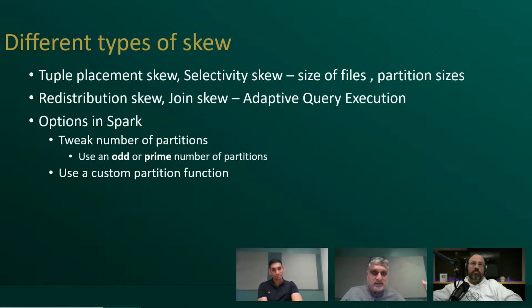But in case you are stuck, you could tweak the number of partitions. Instead of using an even number of partitions, use an odd number or a prime number of partitions, just so that you disturb the layout enough. It still depends on what kind of skew you are hitting. It may work or it may not work.